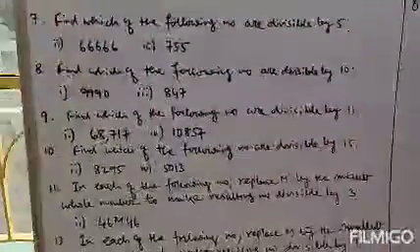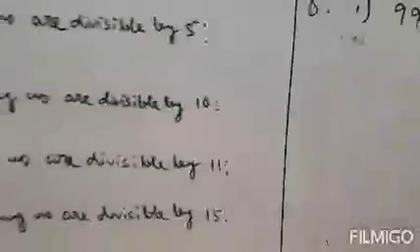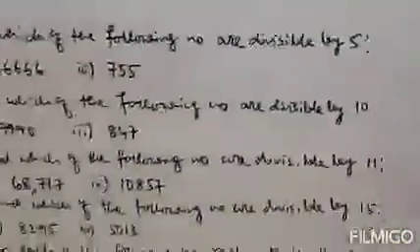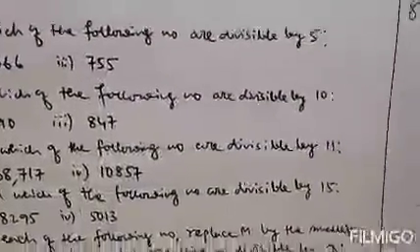Next, question number 8. Which of the following numbers are divisible by 10? The first number is 9990. To find out the divisibility rule of 10, we first have to check the divisibility rule of 2 and then the divisibility rule of 5. Only then can we conclude whether the number is divisible by 10 or not.